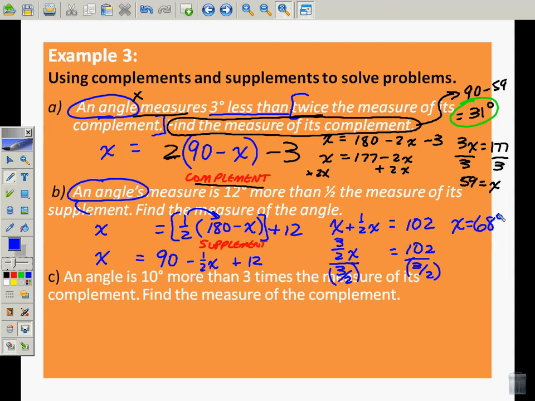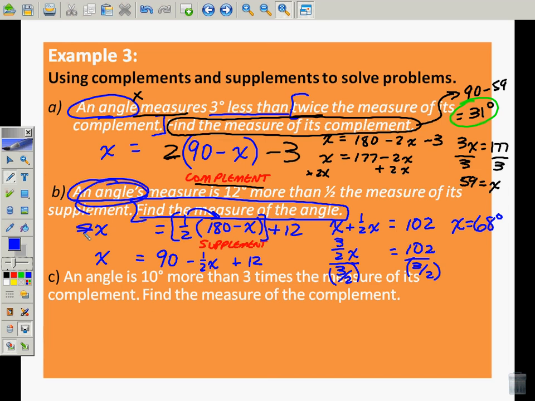So 90 minus 1/2 x plus 12, 102. So let's see. No, that's right. That's right. Okay, we've got it. We're good. Okay, so x is 68. What is it asking me? It's saying find the measure of the angle. So am I done? That's what I need to ask myself at the end of the time. What angle? This angle that I assigned the value of x. Yes, I am done. Good.